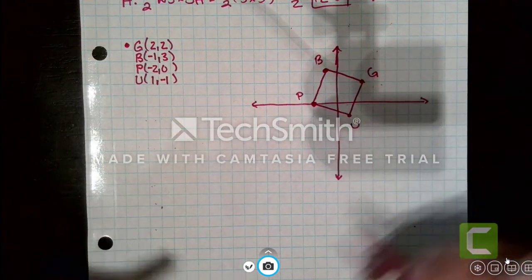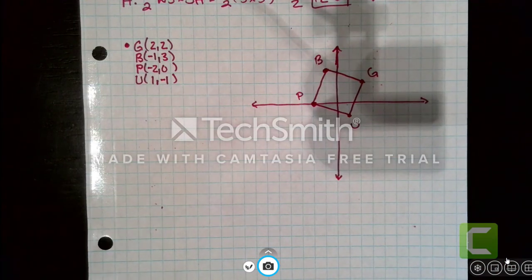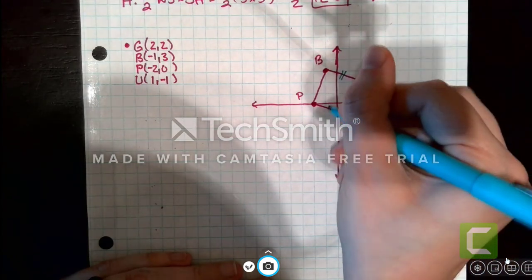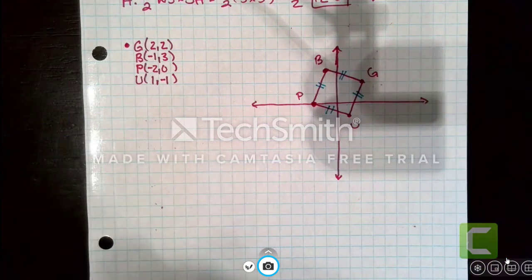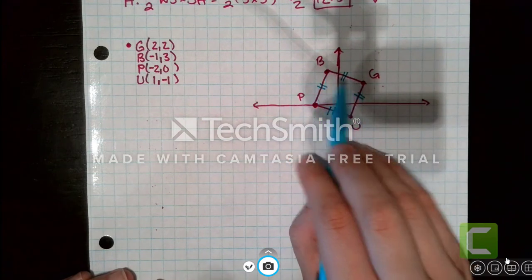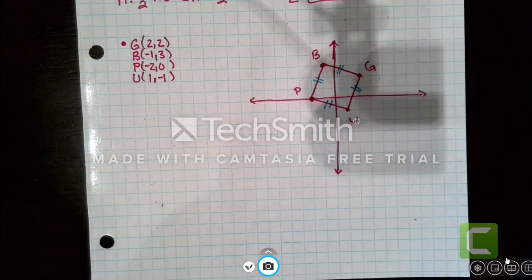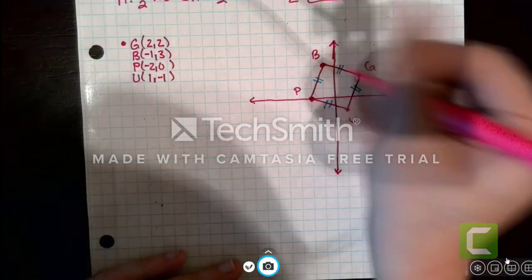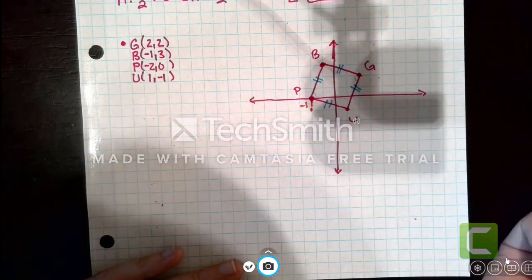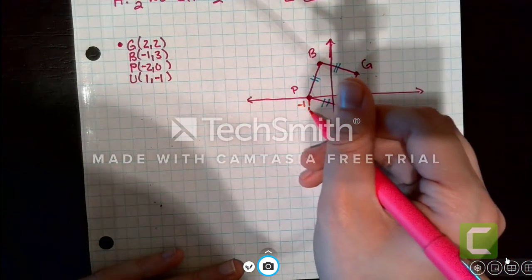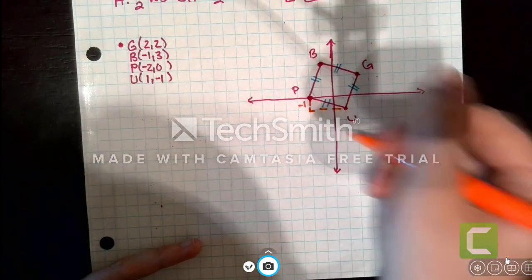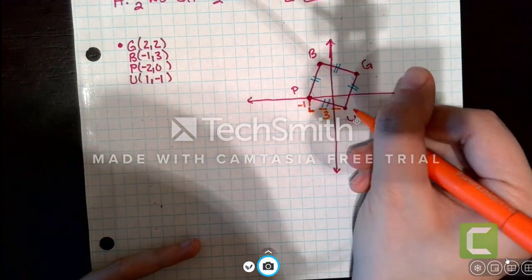So since we have a square, we actually have, again, less work that we need to worry about. BG is congruent to GU, which is congruent to UP, which is congruent to PB. Every side here is congruent to each other, which means that I only need to find the distance of one side. So starting with that, my vertical distance for P is -1 since I had to go down 1, which means that my horizontal distance from P to U is about 3 since I went to the right 3.